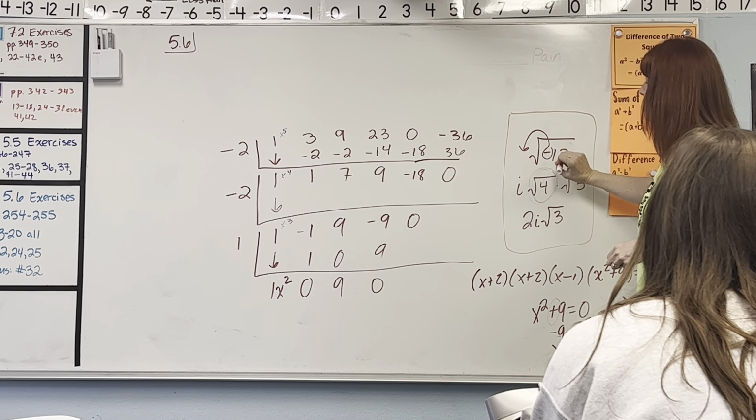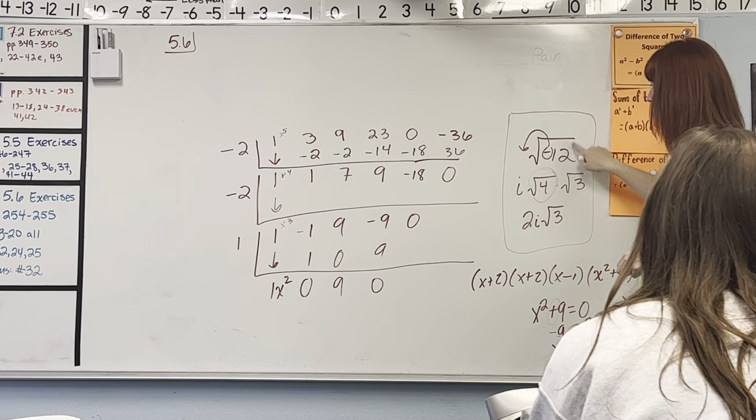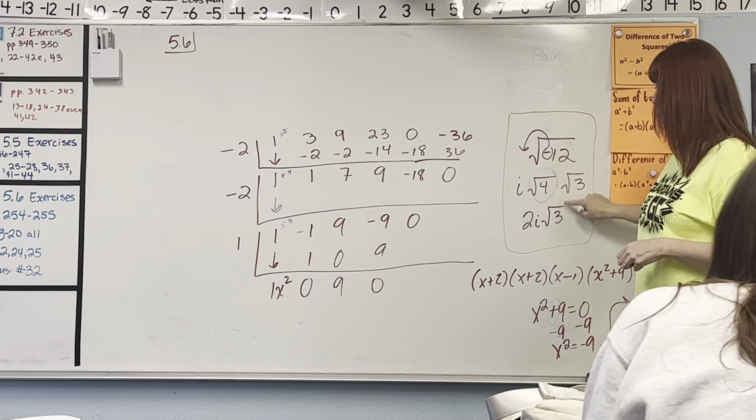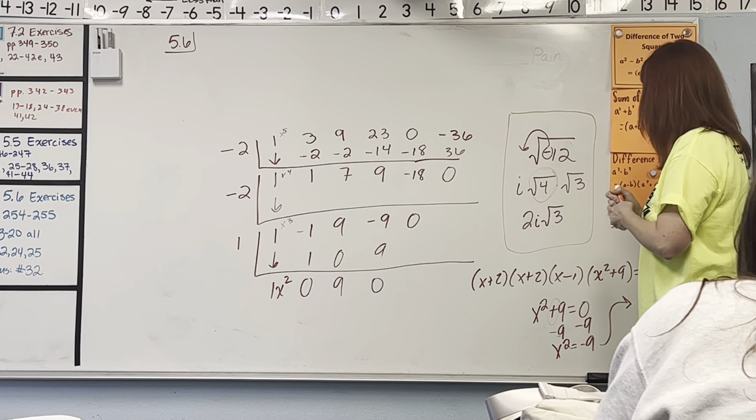I just said, if you have a square root like this that doesn't have a perfect square root, you have to simplify it like that. Okay. One second here, let me get that.